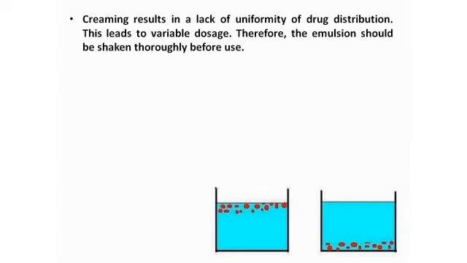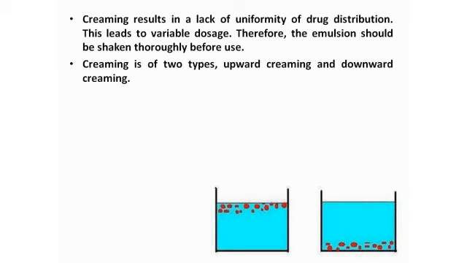So this creaming results in a lack of uniformity of drug distribution, obviously, because if creaming or sedimentation happens, all the drug molecules will be at the top and the remaining part will be free, and similarly, at the bottom with the upper part free. If we don't do proper agitation, it will lead to non-uniform drug distribution. This leads to a variable dosage form. Therefore, the emulsion should be shaken thoroughly before use. It is very similar to the suspension also.